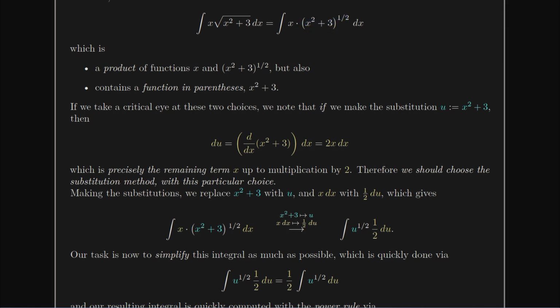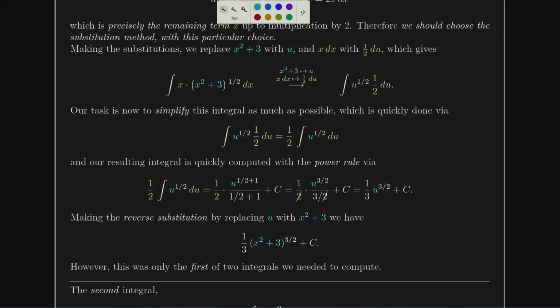And I'm going to choose u being this x squared plus 3 term, in which case du will end up being 2x dx, or if I go through that work of dividing both of these by 2, cancel the 2's on the right, I end up with du over 2 is this x dx, which is inside of here. So that's what I'm going to do. I'm going to replace x squared plus 3 with u, so this will just turn into u to the 1/2. And we'll replace x dx with 1/2 du.